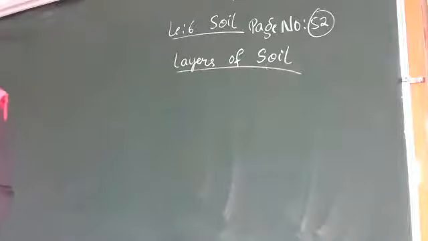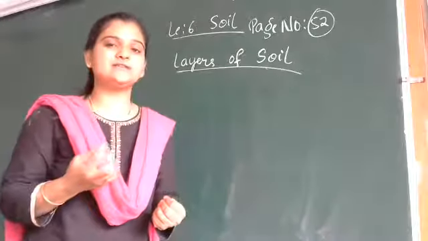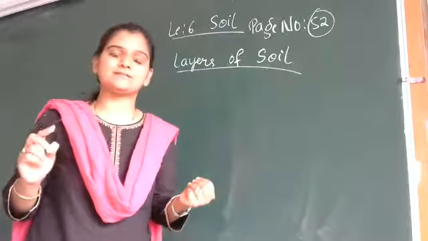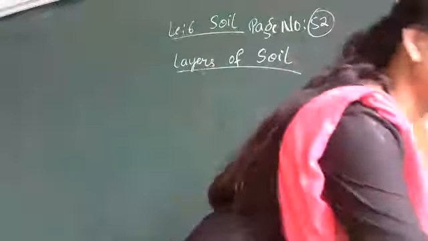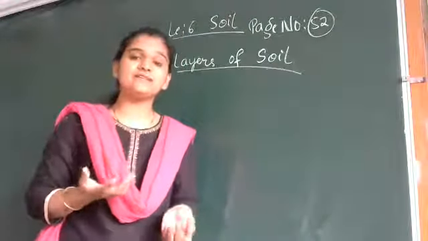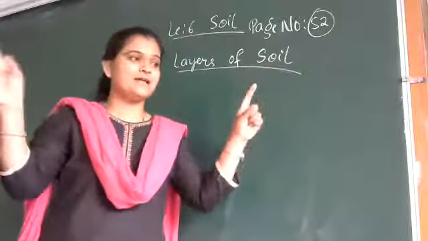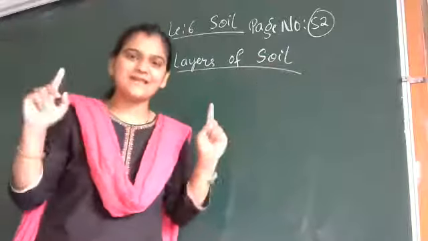Now here we will look at what the layers of the soil are. When you go to a garden, what all do you see, children? We find many plants. Yes or no? It is greenery, right? Now, where do we find these plants? Are they in the air? No, they are rooted in the soil.